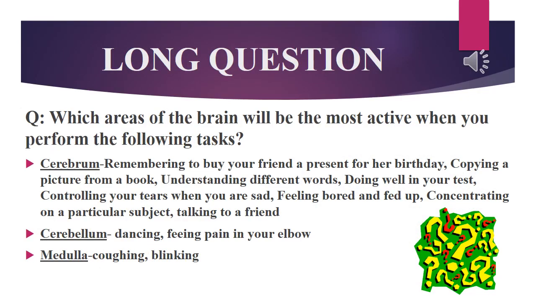Long question number 2 is, which areas of the brain will be the most active when you perform the following tasks? There are many tasks listed in the question. We have to tell which task is performed by which part of the brain. Cerebrum will be the most active part when we perform the following tasks: remembering to buy your friend a present for her birthday, copying a picture from a book, understanding different words, doing well in your test, controlling your tears when you are sad, feeling bored and fed up, concentrating on a particular subject and talking to a friend.